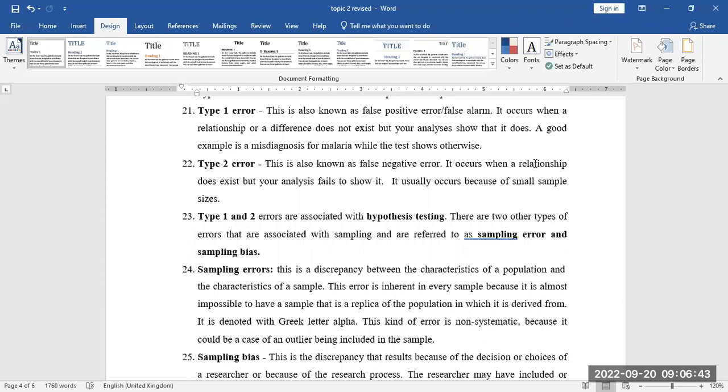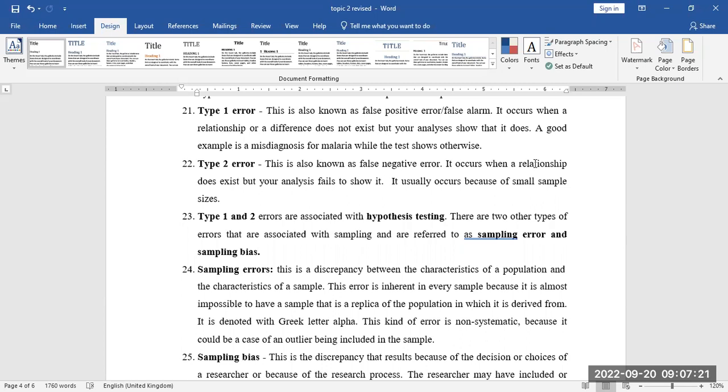Number 2, we have what we call type 2 error. It's also known as false negative error. It occurs when a relationship exists, but your analysis fails to show it. For example, it usually occurs because of a small sample size. You find that, for example, there is a relationship between failing and attending class. But when you do your research, you find that your research shows otherwise. There is no relationship, but there is.